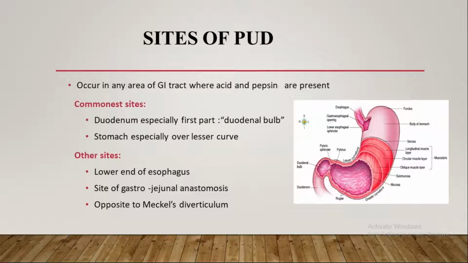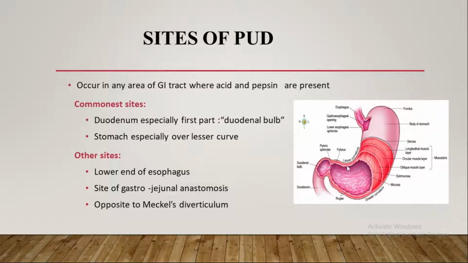So basically, what are the common sites in which peptic ulcers are present? According to the definition, they can occur in any area of the GIT where either acid or pepsin are present. The commonest site is the duodenum, especially the first part, which we also call the duodenal bulb. If we look at this diagram, this is the pylorus, and from the pylorus up till this first part of the duodenum, which is mainly the horizontal part, it is also known as the duodenal bulb, and it is the most common site for peptic ulcer disease.